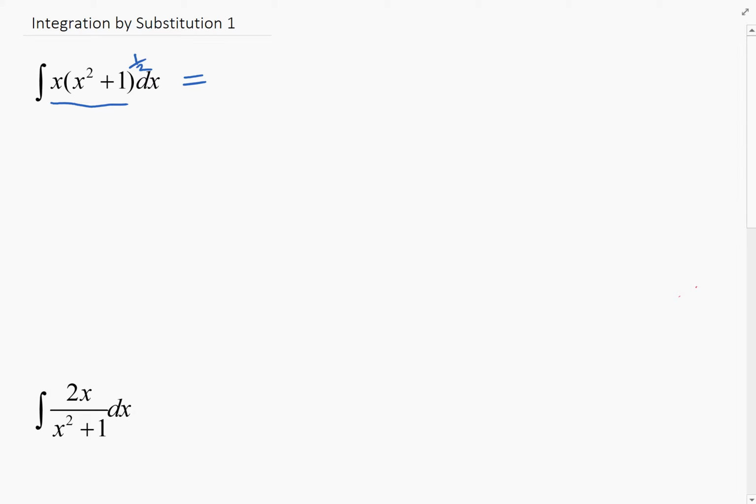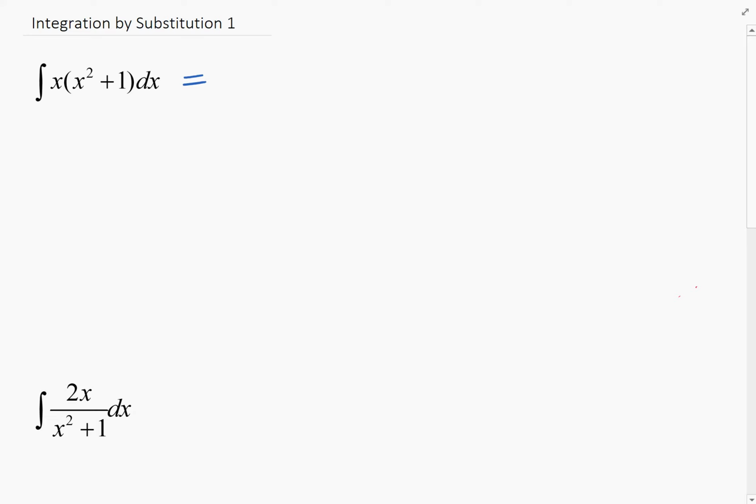So let's just practice using the technique on these simple questions first of all, so you get used to them. And then when you do the harder questions, like in exercise 11E, you'll be used to using substitution.